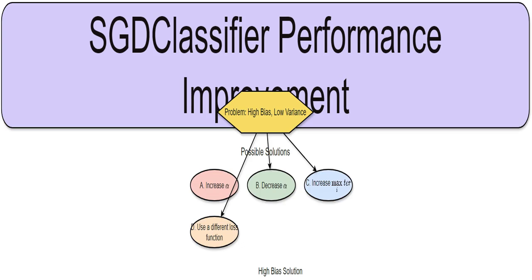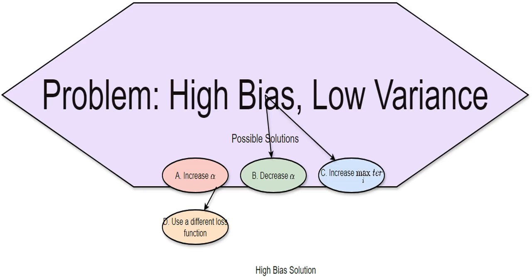We're troubleshooting SGDClassifier, stochastic gradient descent classifier, in scikit-learn. It's a machine learning model used for classification tasks. The goal is to improve its performance. I've found the model has high bias and low variance. This means it's too simple and doesn't capture the data's patterns well enough. It's underfitting. Think of it like trying to fit a straight line through a curvy dataset. It's not going to capture all the nuances.